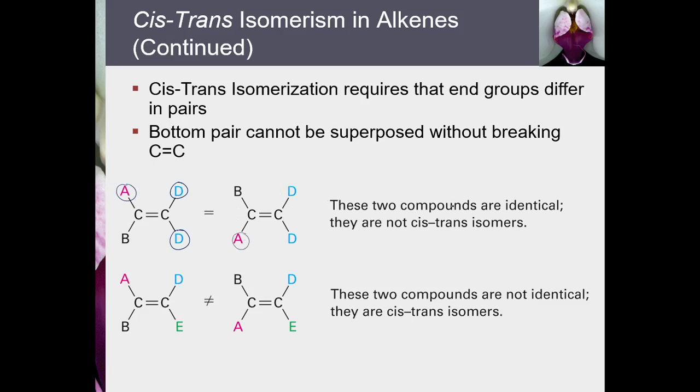Itong dalawang compounds na to are just identical. Bakit? Kasi ito, class, pag itong compound na to ay rotate siya, you will arrive with the same structure here. So this one, the first scenario here, these are not cis-trans isomers.